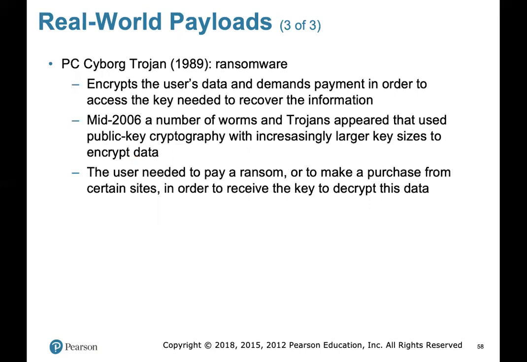Another example is the PC Cyborg Trojan, observed in 1989, and this is a ransomware. It has some ransomware payload in it. It means that it encrypts the user data and demands payment. Some other more advanced versions of that were observed in 2006, and they used to encrypt the data with public key cryptography with the key size being increased.